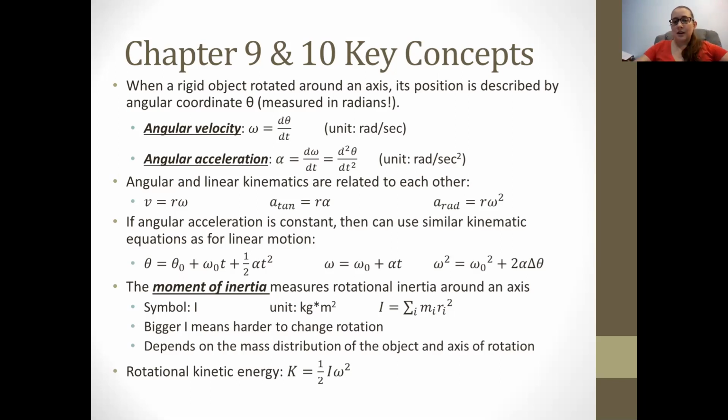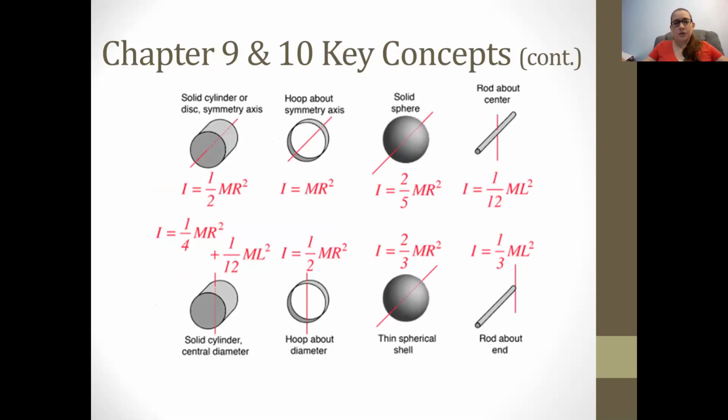Remember, linear kinetic energy is 1/2 mv squared, mass times speed squared. And now our rotational kinetic energy is 1/2 I, which depends on how the mass is distributed, times omega squared, which depends on the velocity, the angular velocity. So it's a very similar idea. Again, we're just substituting in our new corresponding variables. So here are those common shapes, and you can see the different axis of rotation for each one.